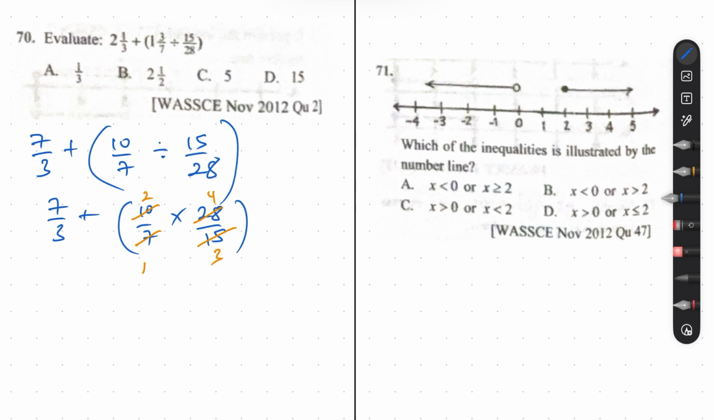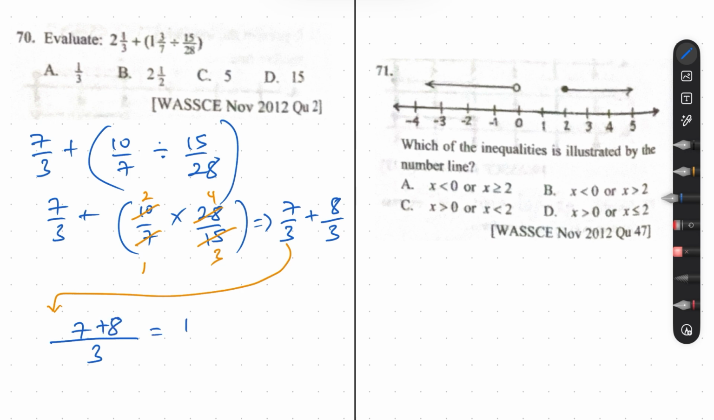Sorry, we have 7 over 3 plus 8 over 3. Now let's bring this right here so we can see. So we have the denominator to be 3, 7 plus 8. That'll give us 15 over 3. When you simplify this, what do you get? 3 goes into 15 how many times? 5. So our answer is 5. Do you have that in the solutions? Yes, which is C. Cool.